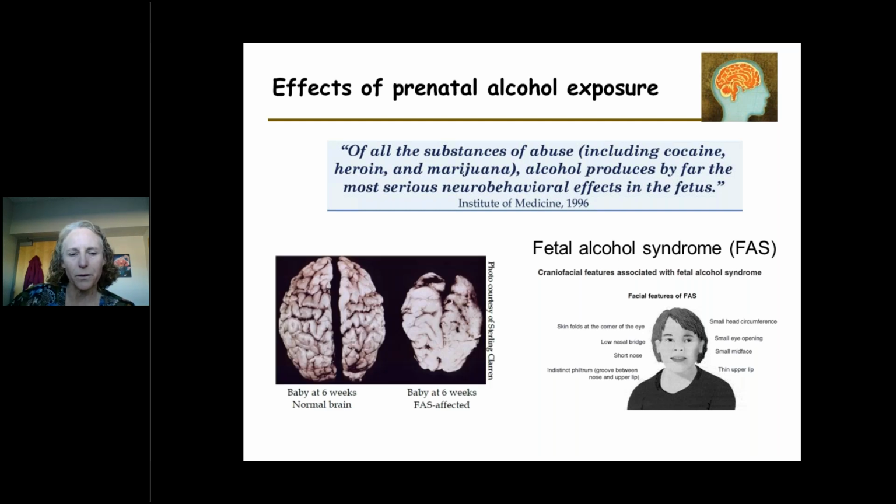We also know that there can be changes in the brain, and this is an extreme example. This isn't how it is in most cases, but what we have here are two different brains, a healthy brain from a baby at 6 weeks of age, and then a baby who had been affected by FAS at 6 weeks of age. And you can see that there are dramatic changes in brain volume.